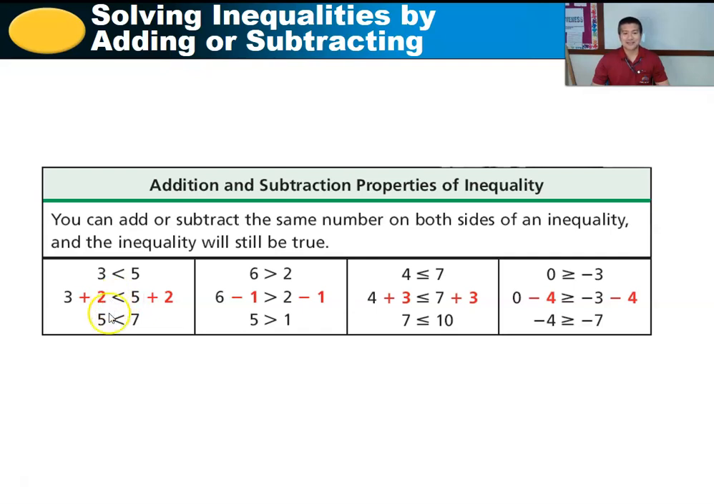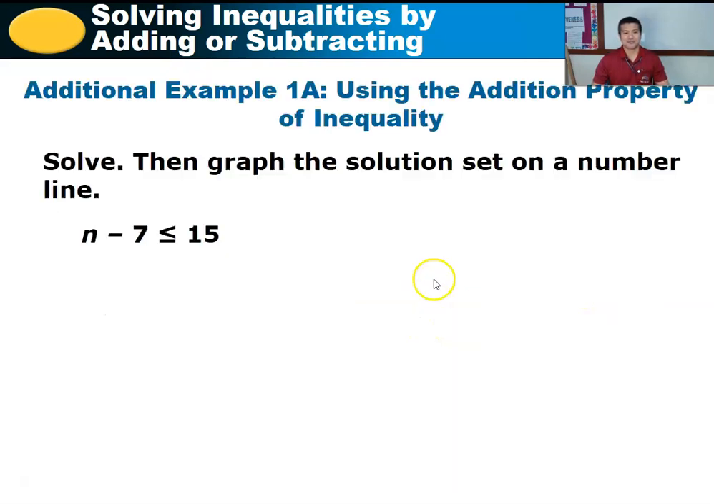So it's still 5 less than 7, where the original one is 3 less than 5. Here, for example, we have 6 greater than 2, and then we subtract -1 from both sides. It is still true, 5 greater than 1. And then here, we have 4 less than or equal to 7, and we add 3, so we now have 7 less than or equal to 10. Okay, so it's the same as this example.